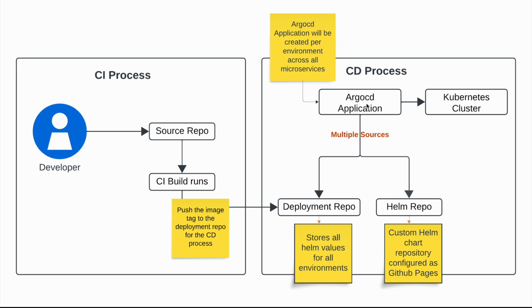Now the question is where this configuration should be present in the GitHub repo. You can create a different repository altogether for the Argo CD applications, or you can use this deployment repo also and create a separate folder called Argo CD apps and put all your configurations, right? Microservices, dev.yaml file, like that. So it's up to you.